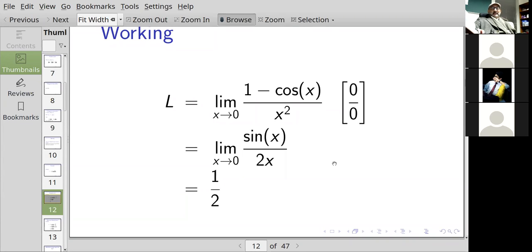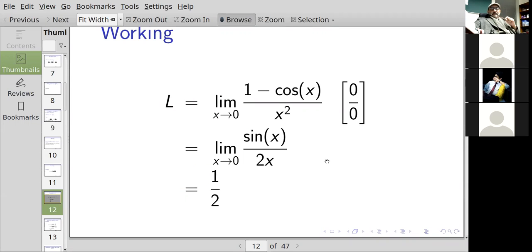Now is this a limit that I can do? Well, no, not yet. This would give me sine of 0, which is 0. And this would give me 2 times 0, which is 0. So once again, I would have a problem. So then I can do L'Hopital's rule twice.